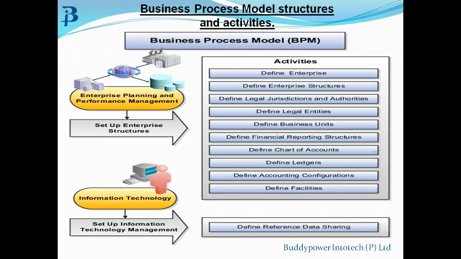Then we define the reporting structures, which include organization structures, chart of accounts, organizational hierarchies, calendars, currencies, basically your COA, chart of accounts, then ledgers and document sequences, which are used in organizing the financial data for a company. Then we define the chart of accounts, organizational hierarchies and values to enable tracking of financial transactions. In chart of accounts, we define cost center, which is a department within a business to which costs can be allocated.